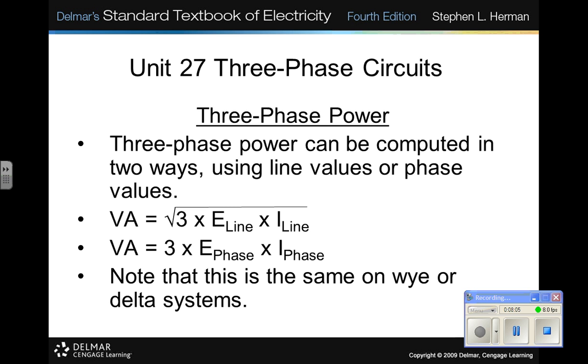Okay. But if we use the line voltage, we have to multiply the square root of 3 times the line voltage and the line current. So the oddball is when you're using line values, you have to multiply times the square root of 3 instead of 3. So the easy one to remember, in my opinion, is phase values.